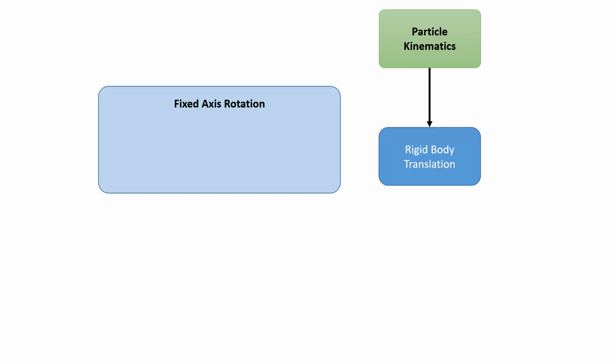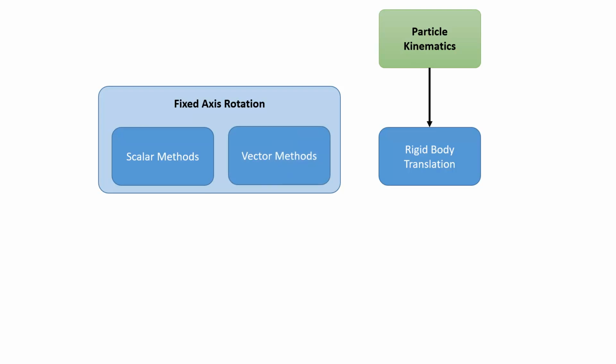If we've got fixed axis rotation, this is where we have rotation without translation. We're going to have two methods to look at that. We've got scalar methods, where we can use our right-hand rule, as well as angular velocities, angular accelerations, and distances. Or we can use cross products in our vector methods. Either of these should give us the same results. It's just we've got two options for looking at this.